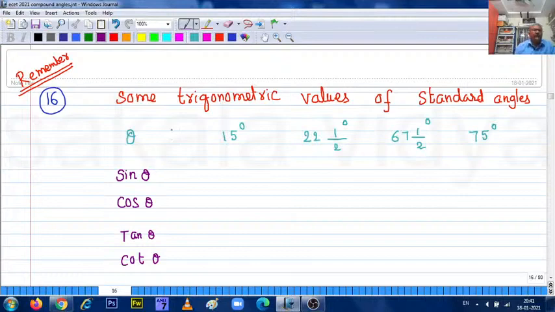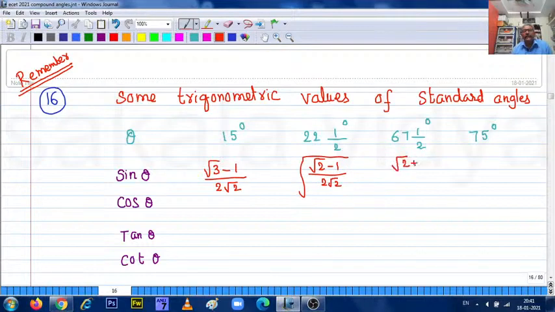Okay, sin 15. What is sin 15? Sin 15 degrees is equal to root 3 minus 1 by 2 root 2. Sin 22.5 is root 2 minus 1 by 2 root 2 and whole root 2. Sin 67.5 is root 2 plus 1 by 2 root 2 and whole root 2. Sin 75, very simple. Here in 15 you put the plus sign: root 3 plus 1 by 2 root 2. Clear?